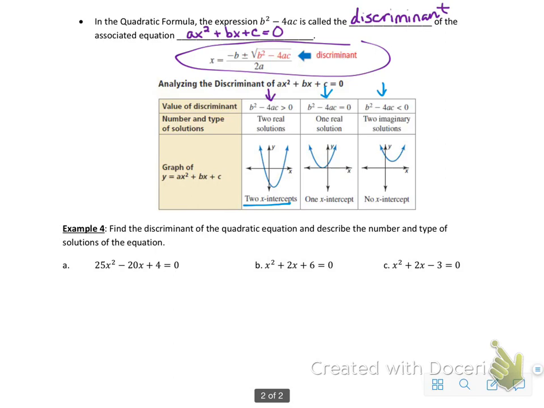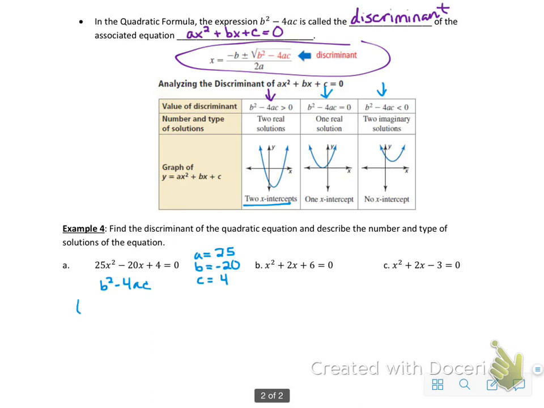So we need to make sure that you are able to figure this out just by using the discriminant. In example 4, it asks you to find the discriminant and describe the number and type of solutions of the equation. So the first thing I want you to do is the same thing we did before. You're going to write your A, B, and C. Well, our A is 25, our B is negative 20, and our C is 4. Make sure you're paying attention to the signs because the signs make all the difference in the world. Now we're going to write the formula that we need, and we don't need the whole thing, we just need b squared minus 4ac. So let's plug everything in.